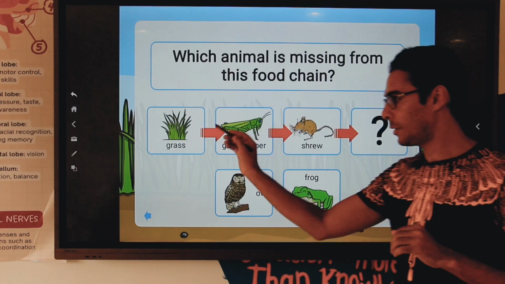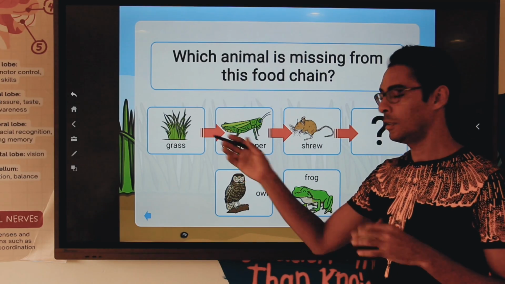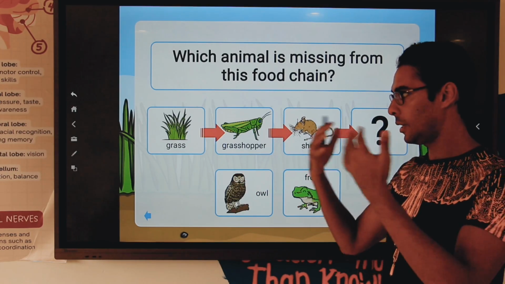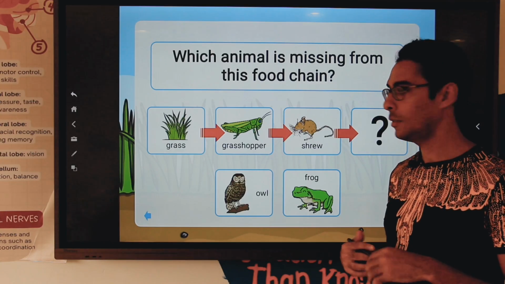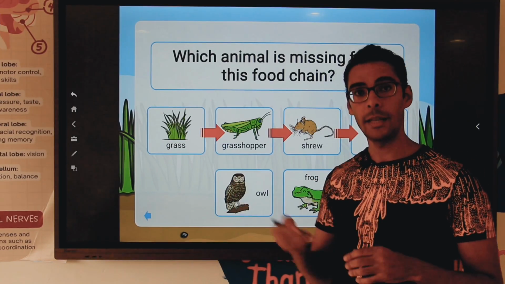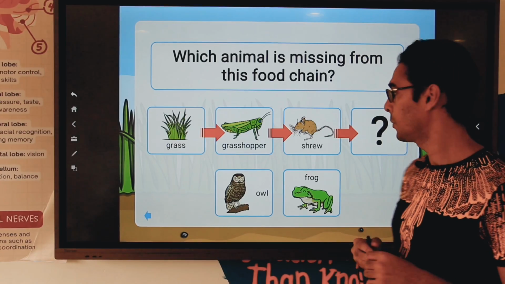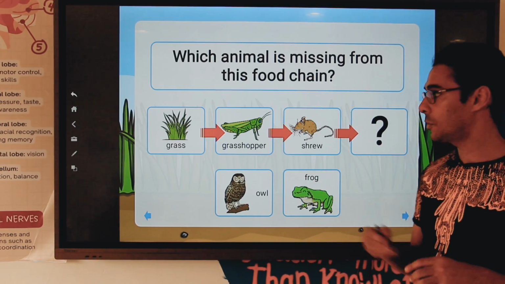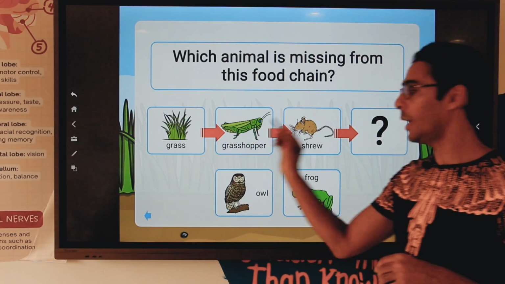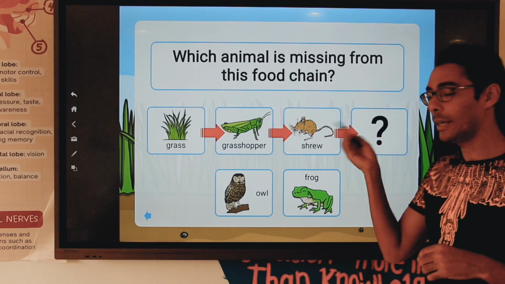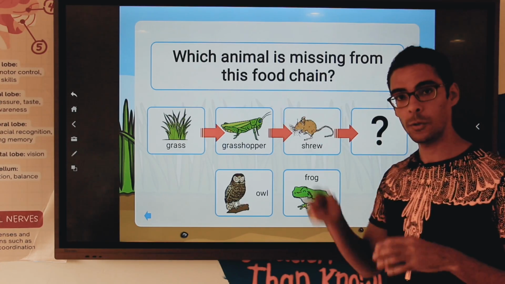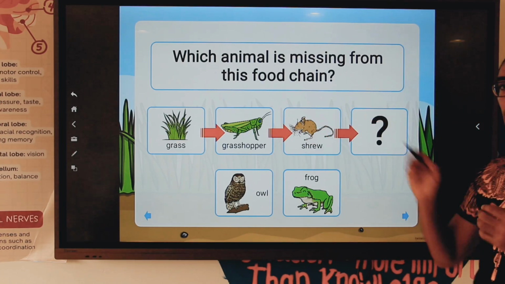So let's start with the grass. The grass here does photosynthesis, so it takes the energy of the sun. So it converts the light energy that is coming from the sun into chemical energy stored inside. Then a grasshopper comes to eat the plant to get the energy. Then the rat or the mouse eats the grasshopper or some insects to get the energy.